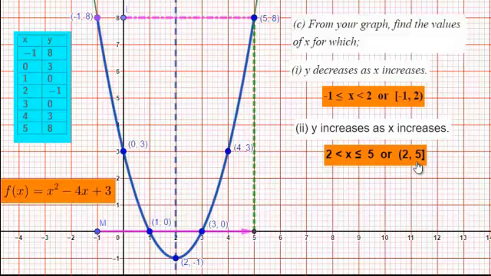This ends our lesson for today, and I hope it would be of advantage to all of you watching this video. I hope this video helped you to understand the increasing and decreasing values of x and y and vice versa.